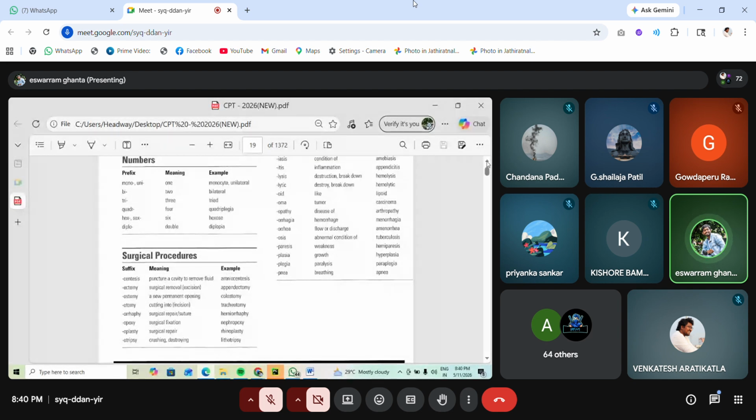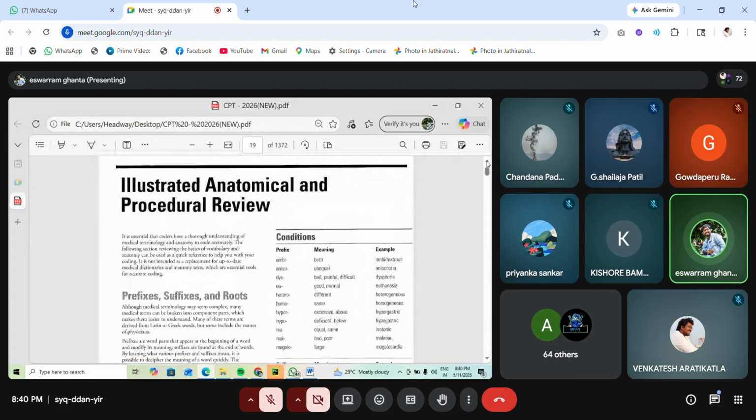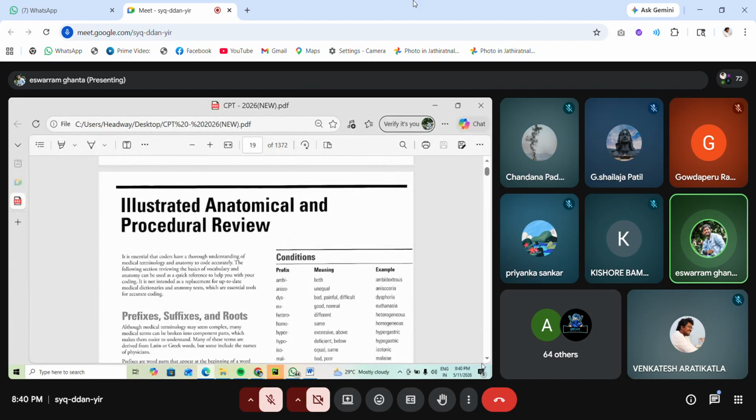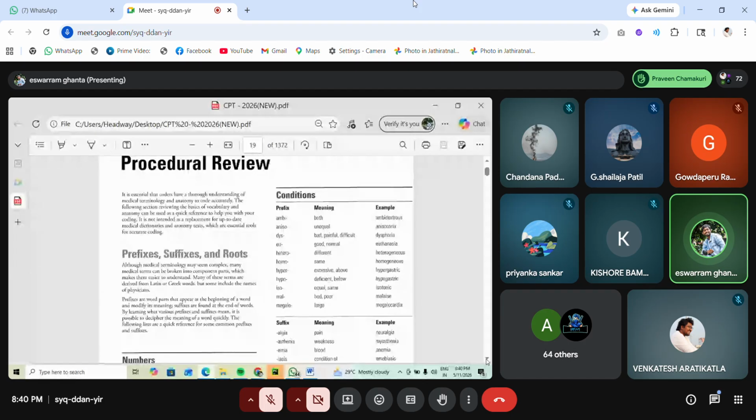I think there is medical terminology also in this. For CPT, it is very mandatory to know it.